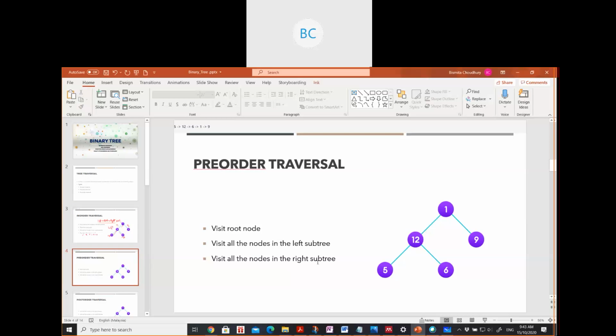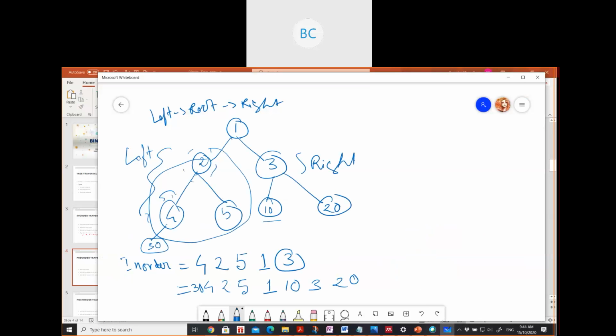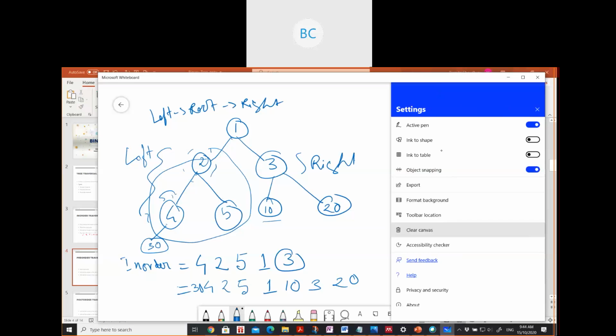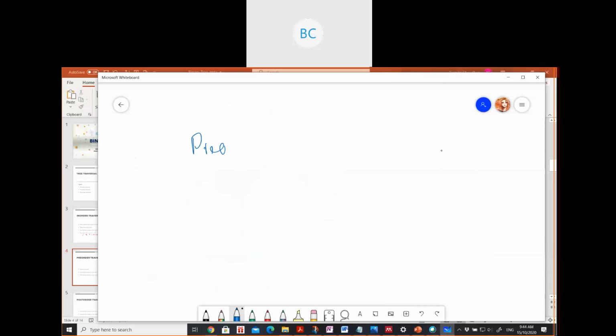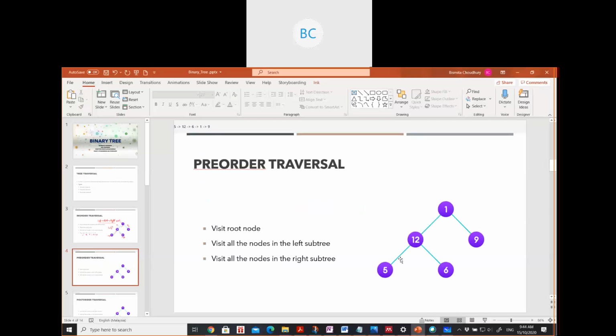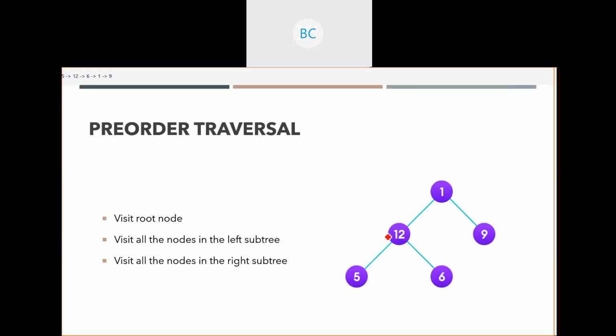So next is our pre-order traversal. What happens in pre-order is we will first traverse the root, then left, and then we'll go to right. So in this case, what will be the answer? Root, left and right, tell me the answer for this one.